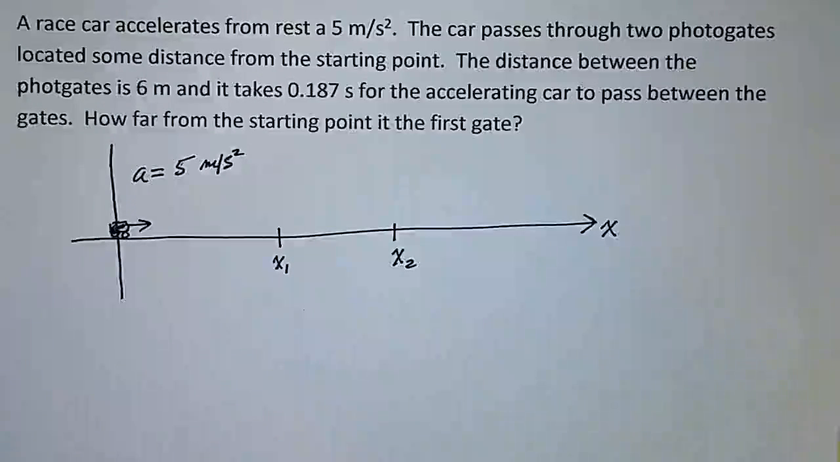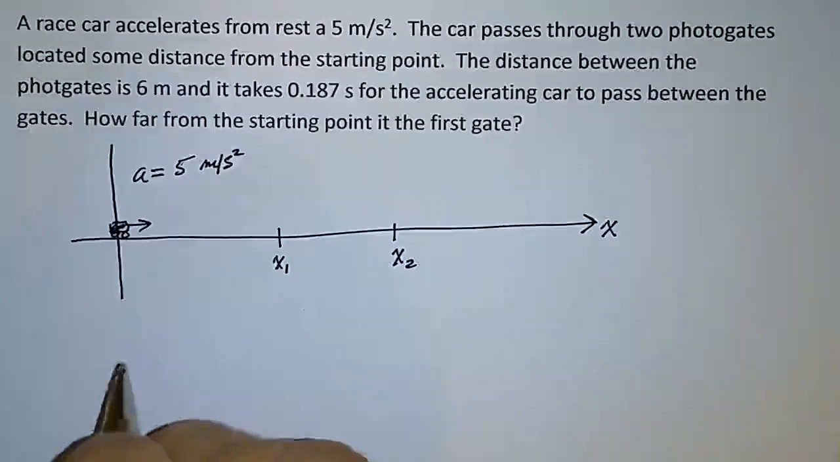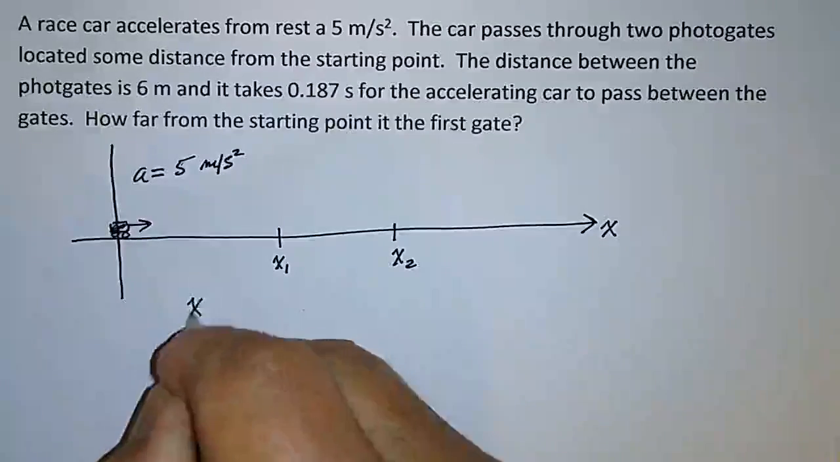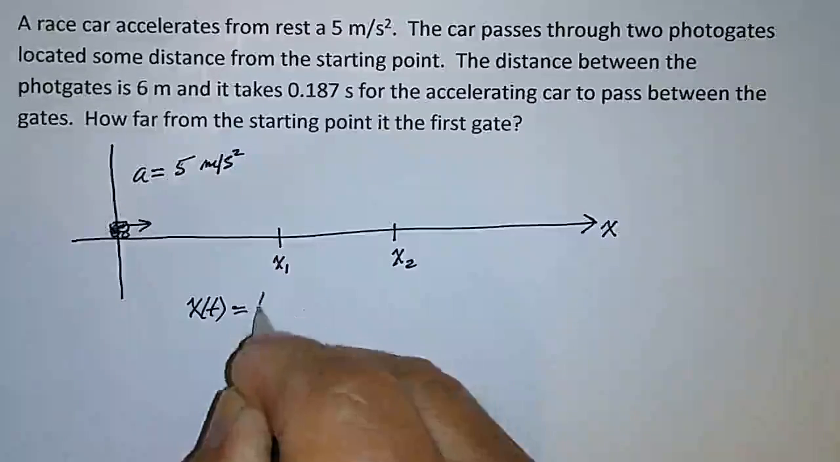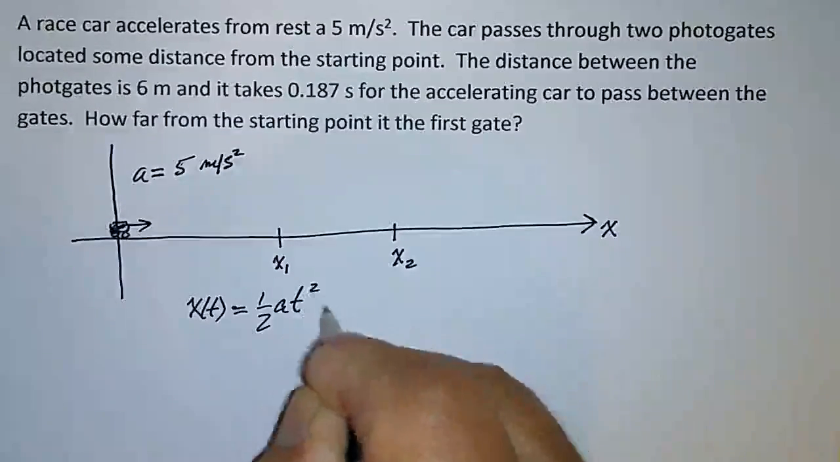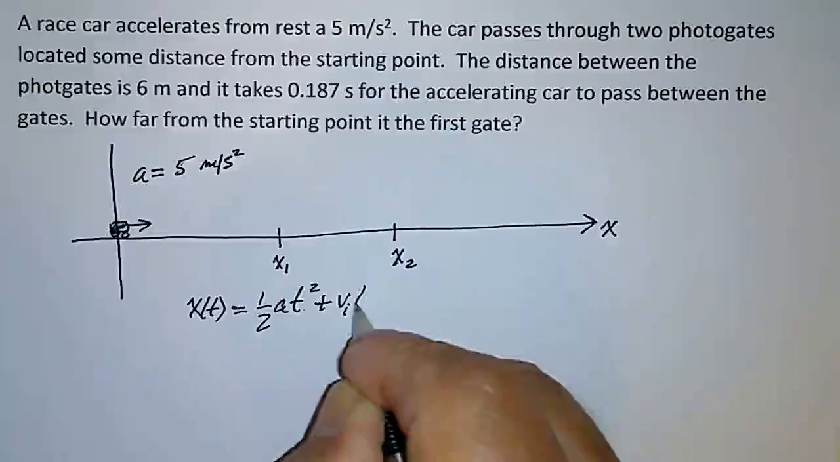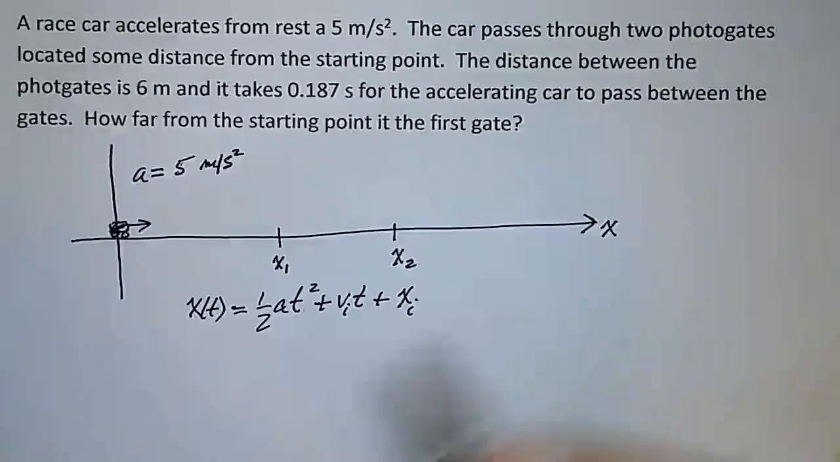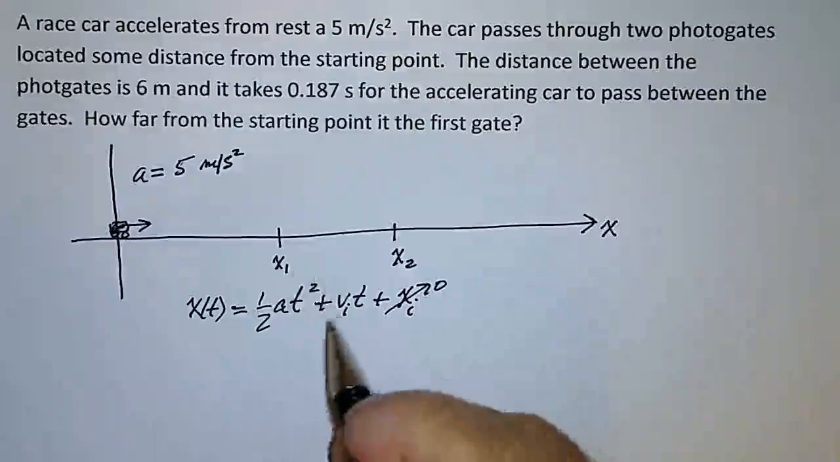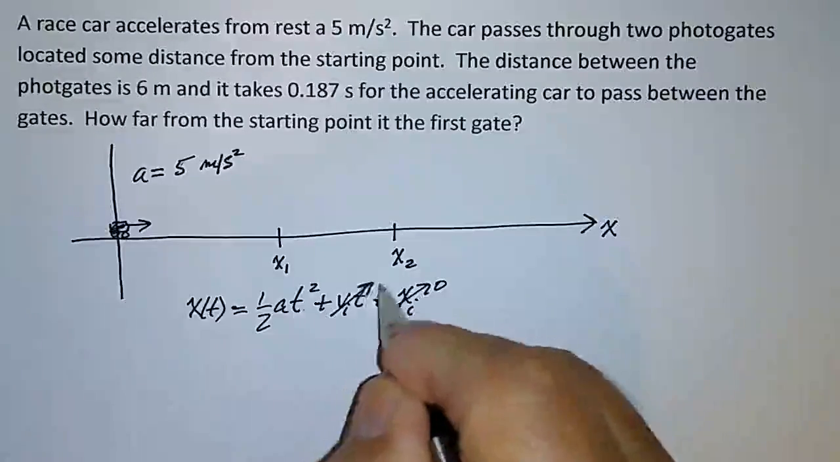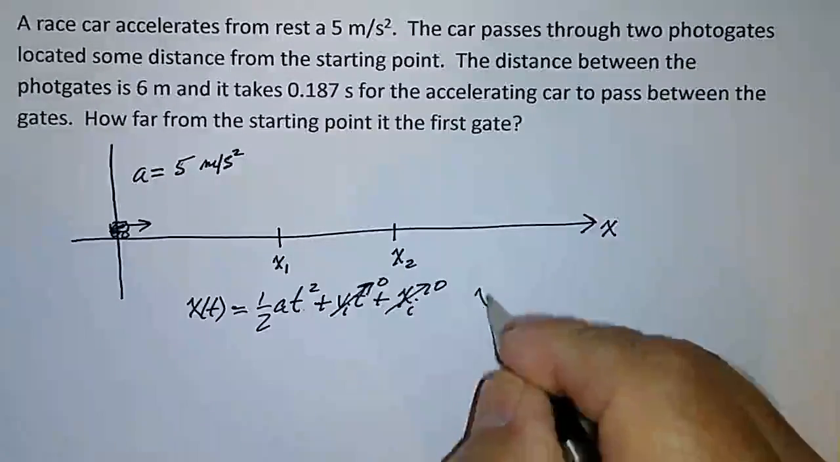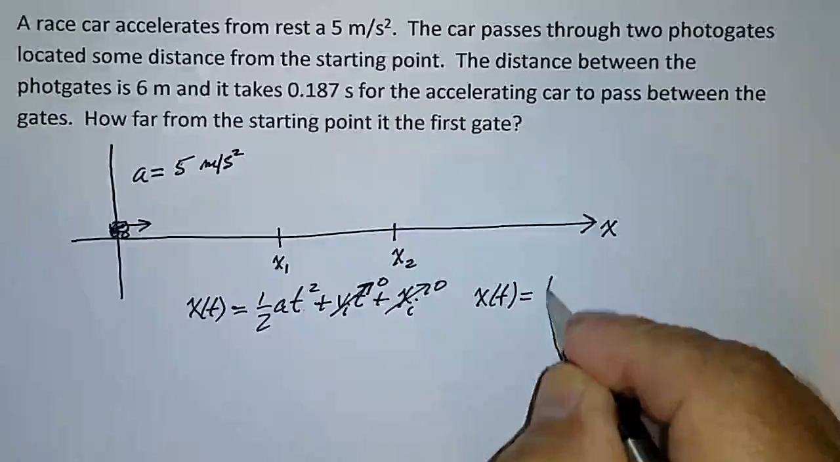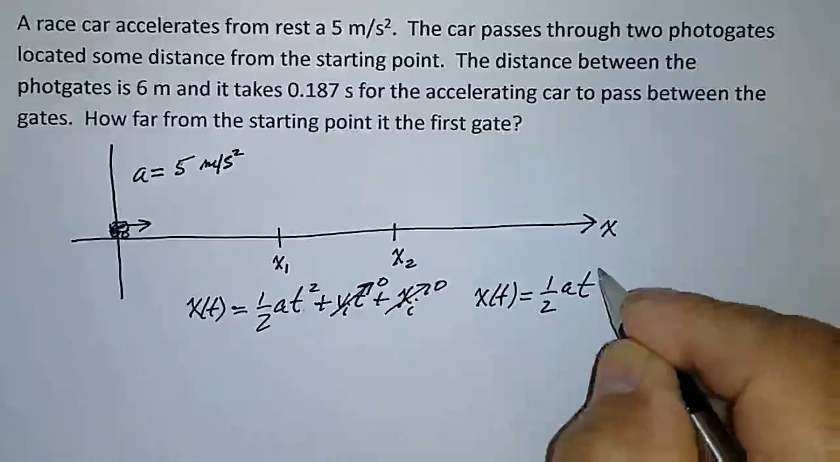All right, so if I have an object accelerating in the x direction, then the general equation that describes its motion is x of t is equal to 1/2 a t squared plus v initial times t plus x initial. Well, x initial is 0, so that term goes to 0. If it starts from rest, the initial velocity is 0, so that term goes to 0, and we get simply that x of t is just equal to 1/2 a t squared. Very simple.